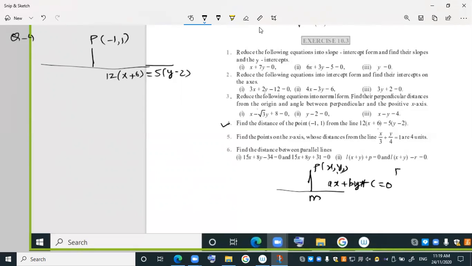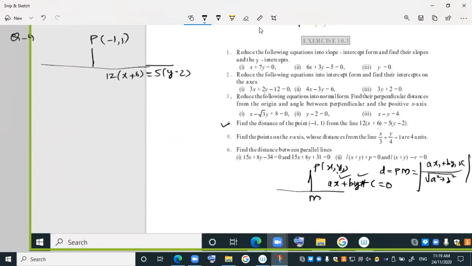So the PM distance, which can be denoted by d also, will be equal to, you have to put the values of x1, y1 in this equation, that means ax1 plus by1 plus c divided by under root a square plus b square.